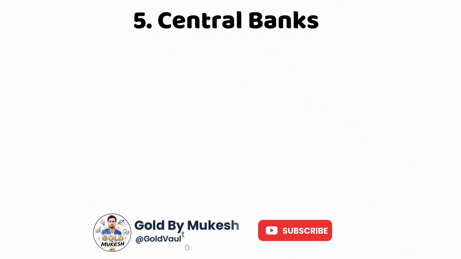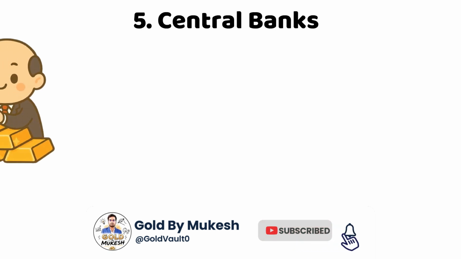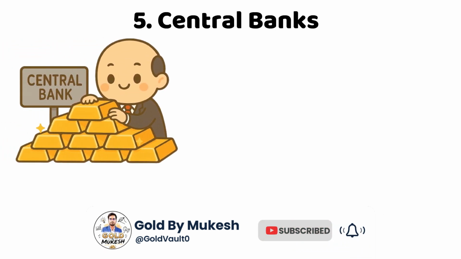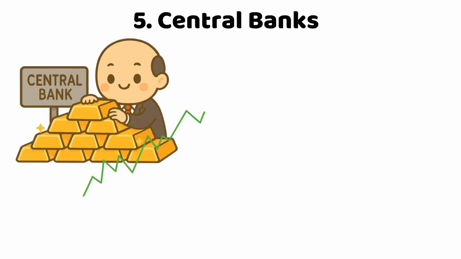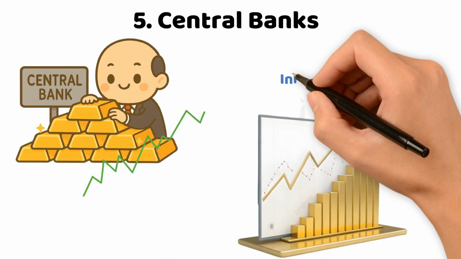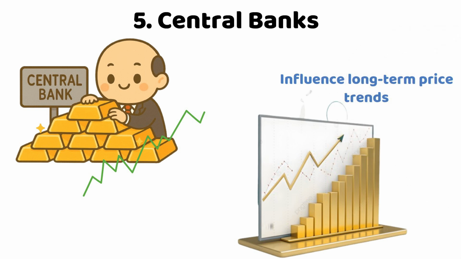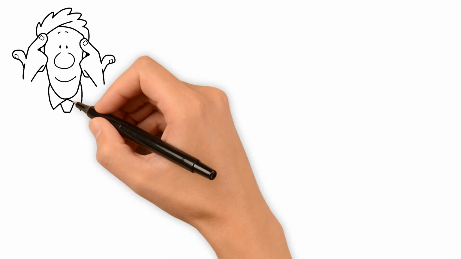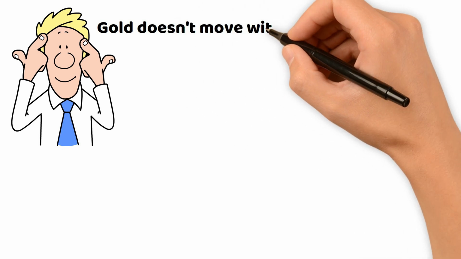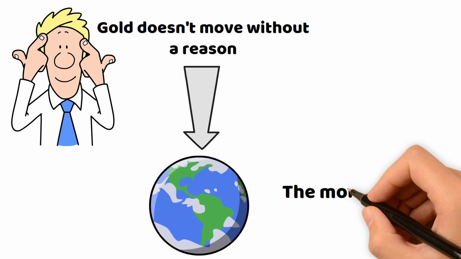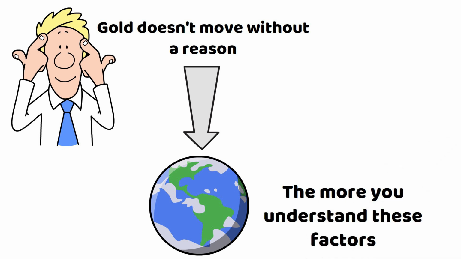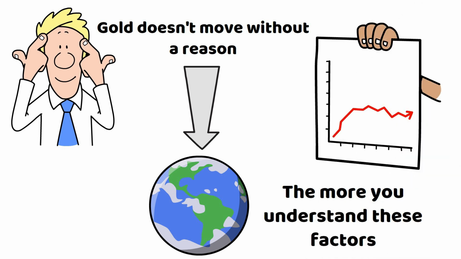5. Central banks. Finally, central banks are some of the world's largest gold buyers. When they increase their gold reserves, it can strengthen confidence in the gold market and influence long-term price trends. The important thing to remember is this: gold doesn't move without a reason. It responds to what's happening in the global economy. The more you understand these factors, the easier it becomes to understand why the market moves.